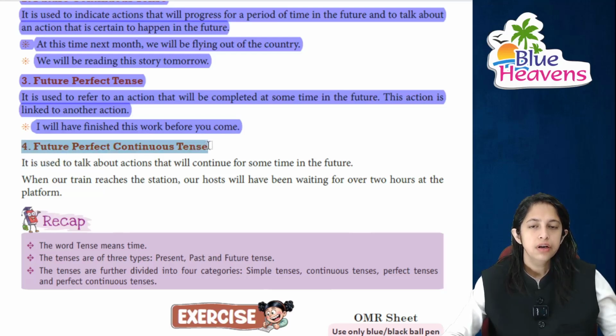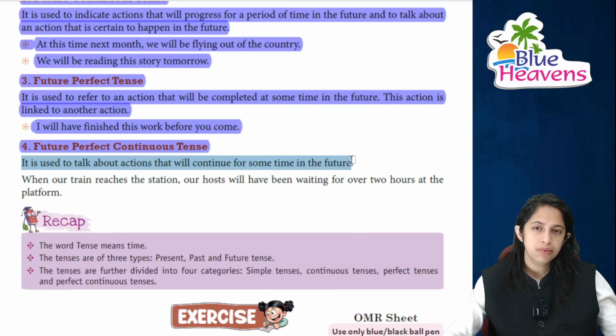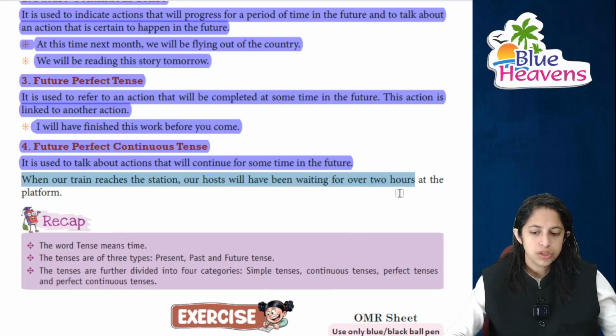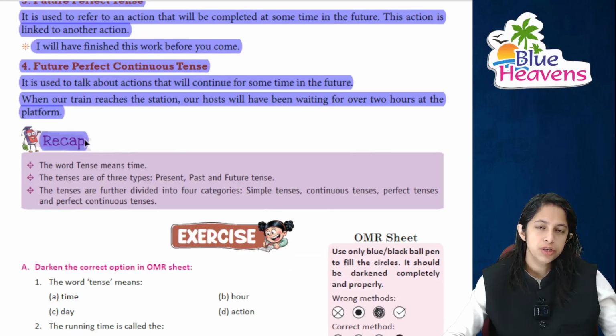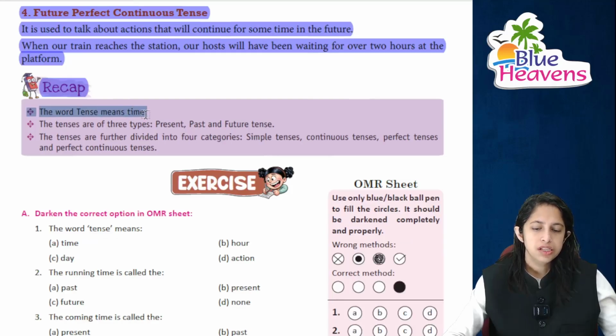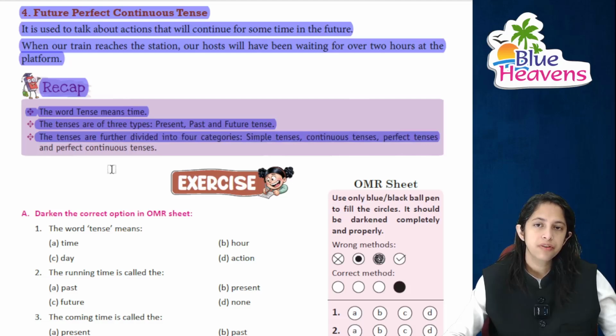Future perfect continuous tense is used to talk about the action that will continue for some time in the future. When our train reaches the station, our host will have been waiting for 2 hours at the platform, right? Moving on to the quick short recap. Word tense tells us the time. Tenses are of 3 types: present, past and future. Tense is further divided into 4 categories: simple, continuous, perfect, and of course perfect continuous.